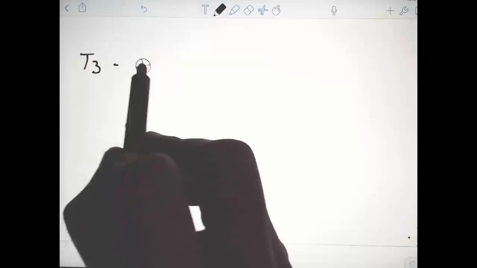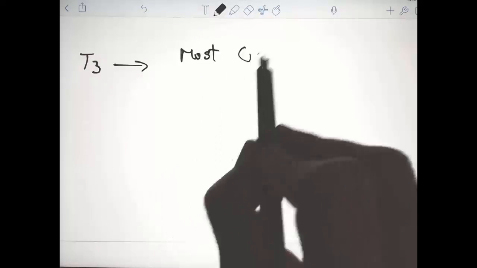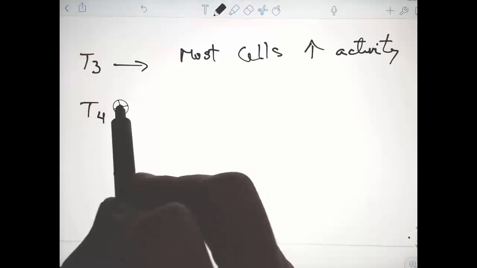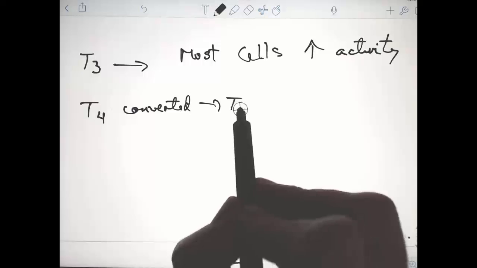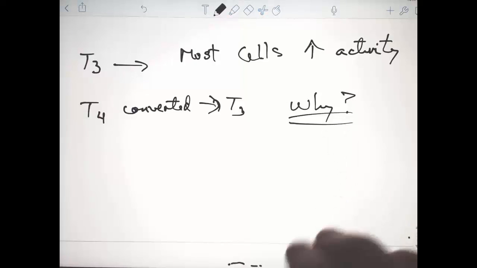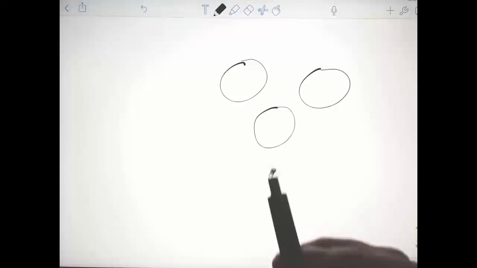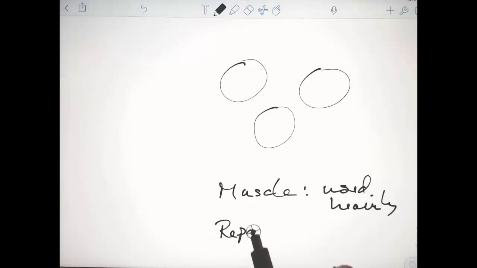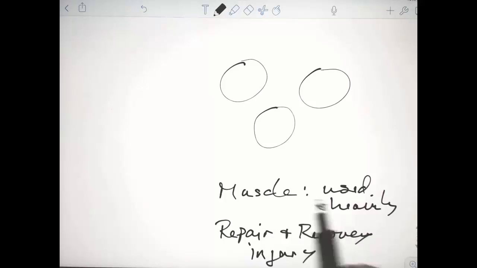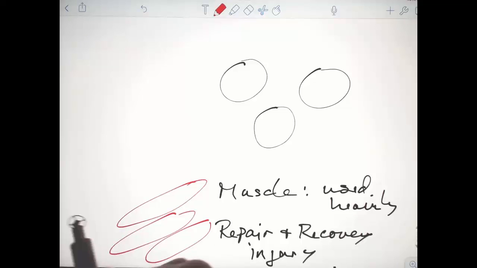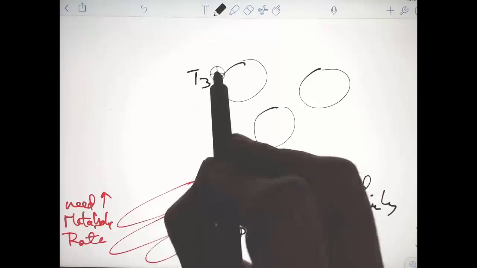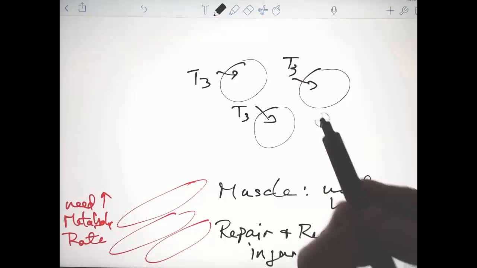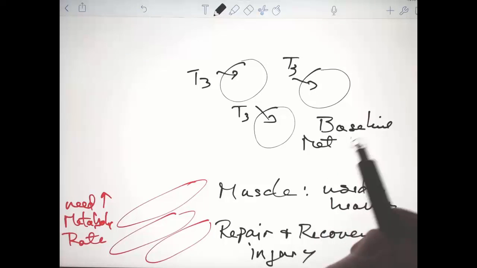T3 is responded to by most cells to increase activity, increase metabolic rate. T4 can be converted to T3. But why do that? Imagine a group of cells that are carrying out normal functions, but a separate group of cells that's being used heavily or for repair and recovery from injury. So these cells may need a higher metabolic rate. T3 that's everywhere in the body is moving onto these cells and causing a baseline metabolic rate for the body.